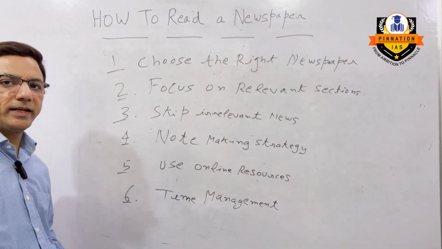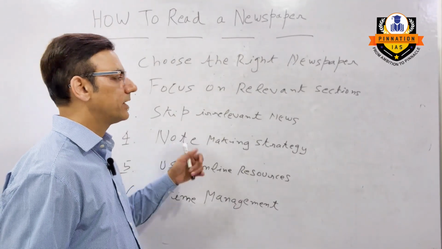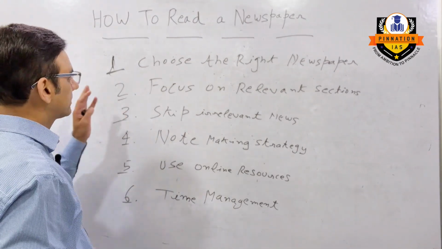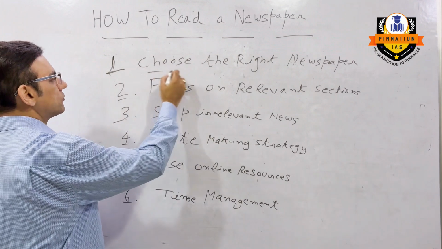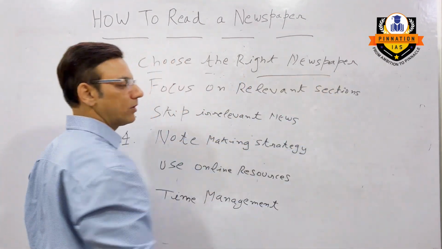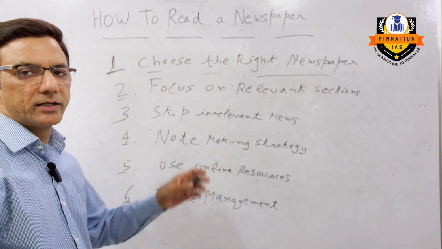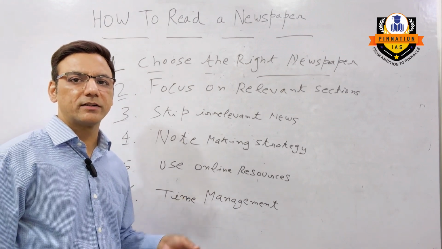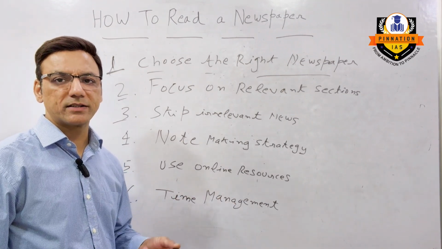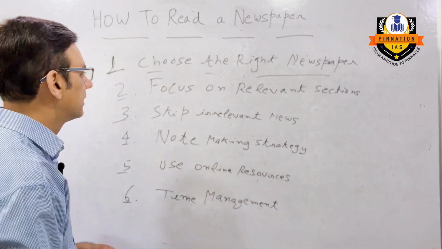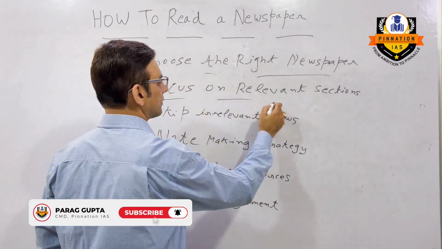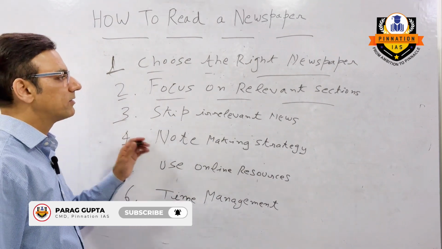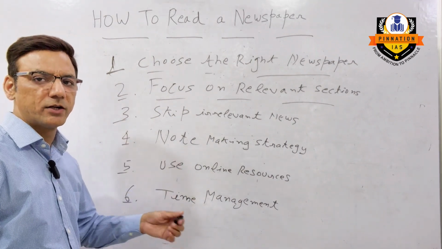So now, finally summarizing what we have discussed till now. In order to read a newspaper effectively, what are the steps that I have told you? You have to first choose the right newspaper. Not any newspaper you are supposed to read. The newspapers that I have told you, Hindu, Indian Express, Business Standard, then government websites like PIB, PRS India, these are to be referred. Next, you are supposed to focus on the relevant sections, not the complete newspaper. Only some relevant sections are to be read that I have told you earlier.